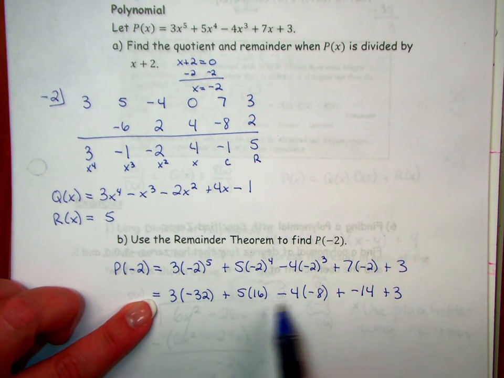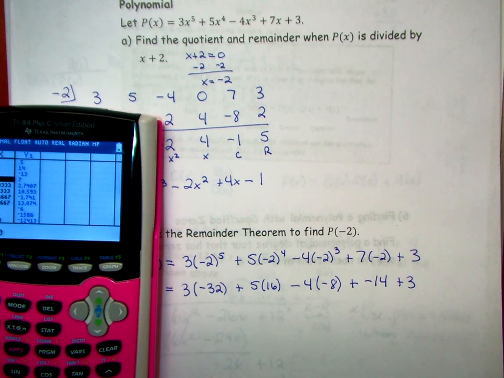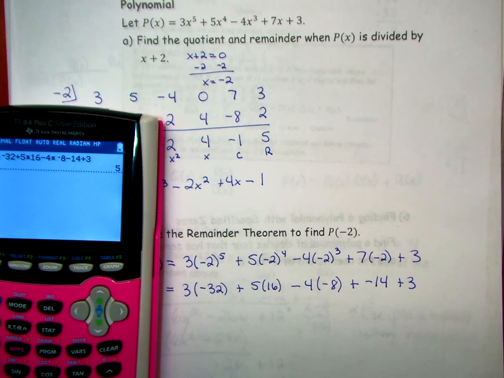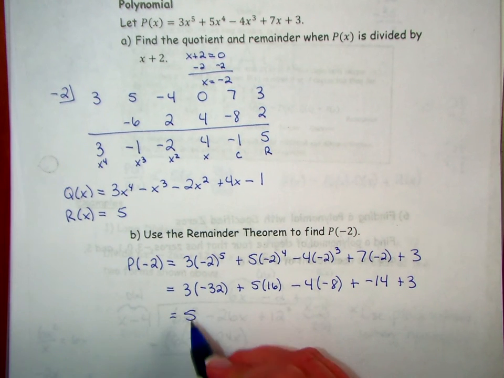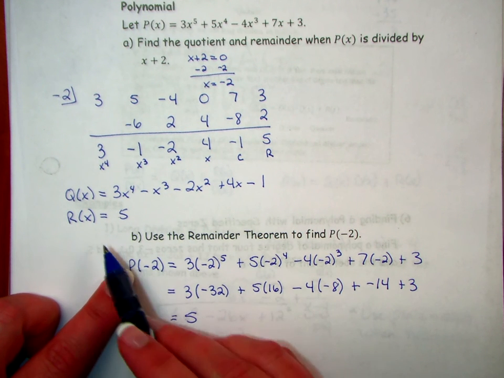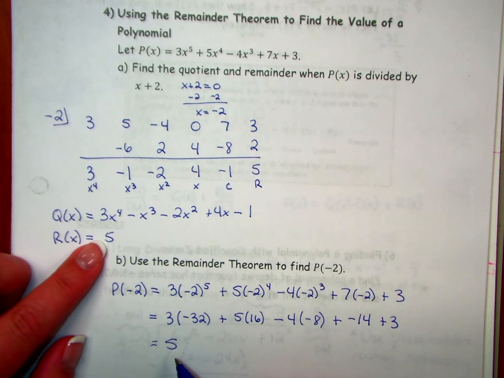I'm going to go ahead and reach for my calculator because I don't feel like multiplying that out by hand at the moment. So 3 times negative 32 plus 5 times 16 minus 4 times negative 8 minus 14 plus 3. Fingers crossed. Right? I did get 5. So the remainder is equal to the function evaluated at the 0, which is kind of a cool little fact about long division and remainders.